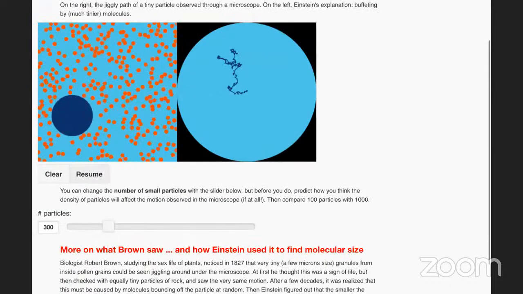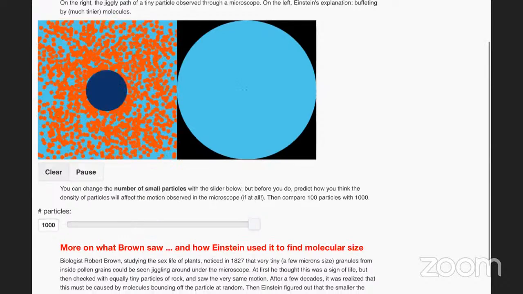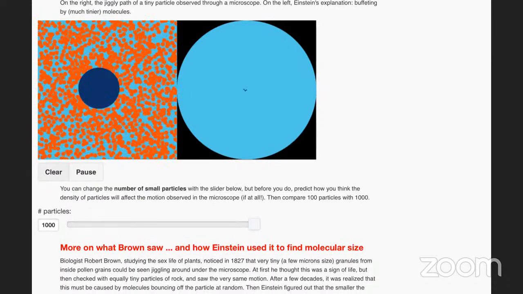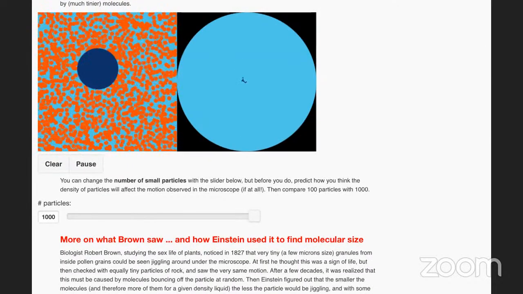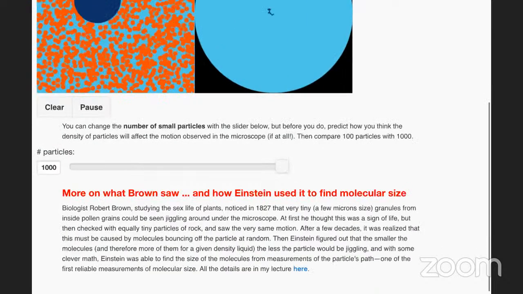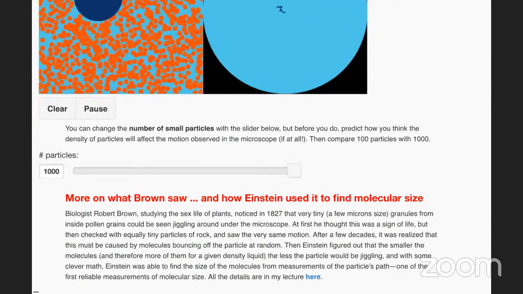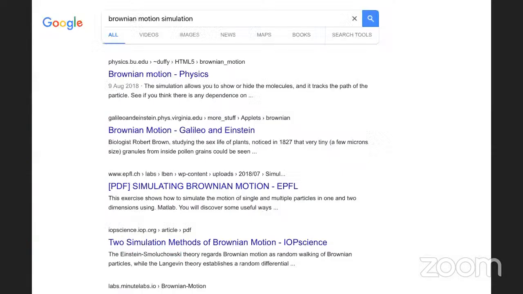That was nice. Oh, you put some more particles now. Anyway, so that is your Brownian motion, right? So that's just to give you a little idea of what Robert Brown did. Okay, nice. Let's go back now to our simulation on gas laws.